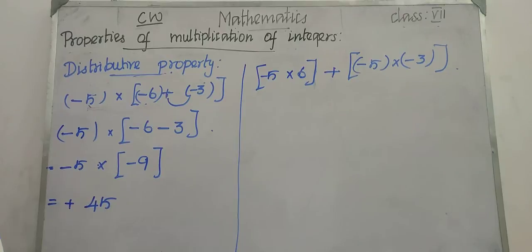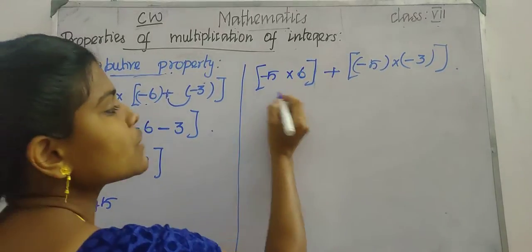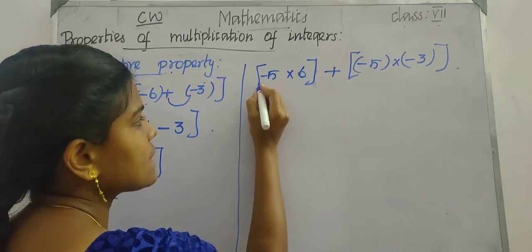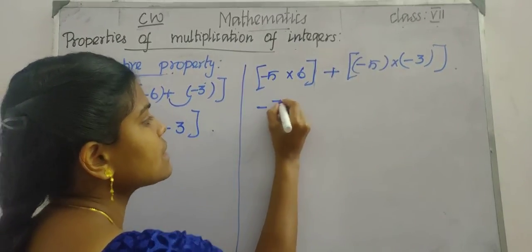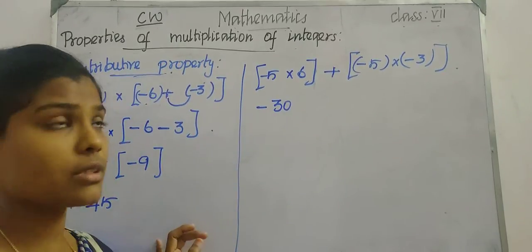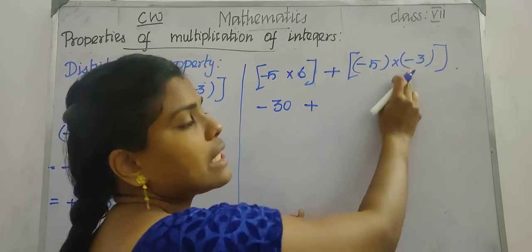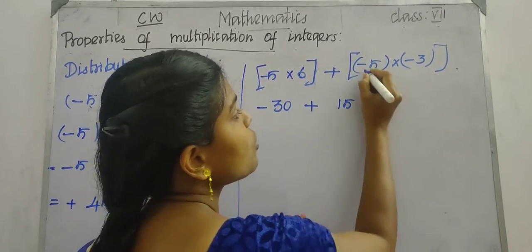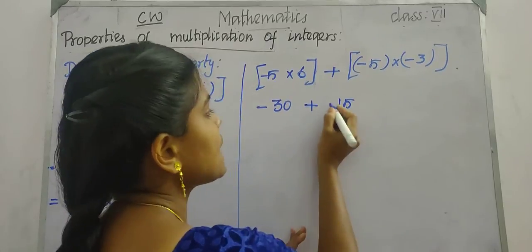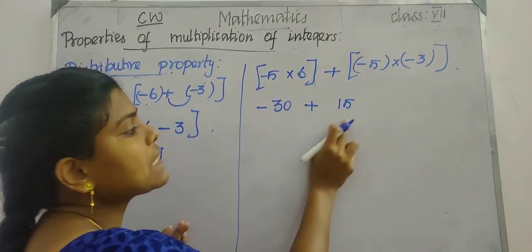Let us solve this, whether we are getting the same answer or not. So 6 5s are 30, minus into plus we will get minus. Minus 30, and then put the plus sign here. Now 5 3s are 15, so minus into minus, plus 15. So we got minus 30 plus 15.